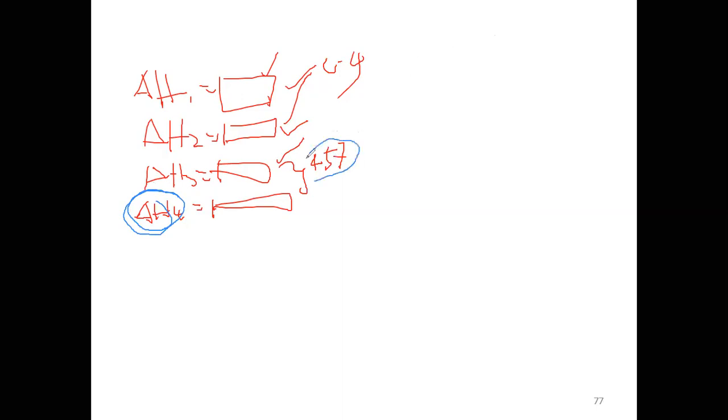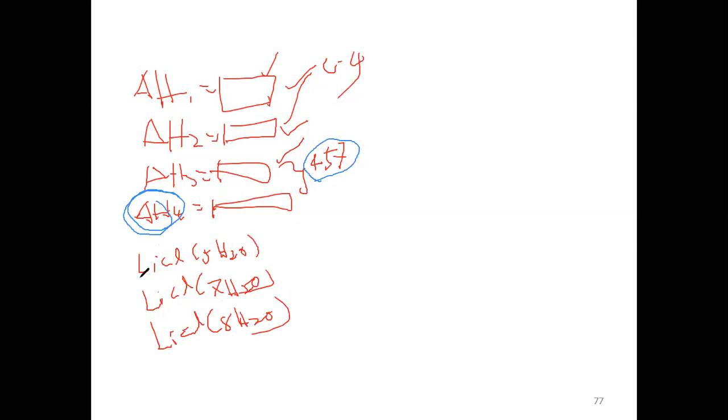Based on page 457, how can you determine this one? What you have to do, if you look at here: lithium chloride 5 H2O, lithium chloride 7 H2O, lithium chloride 8 H2O. You have this information, but this one you don't have the information.